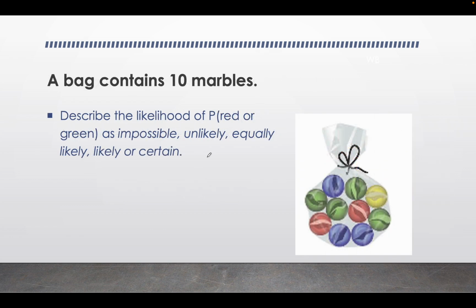The bag contains 10 marbles. Describe the likelihood of P(red or green) as impossible, unlikely, equally likely, likely, or certain. There are 4 greens and 2 reds, which makes for a total of 6 out of 10, which is likely to pick a red or a green.